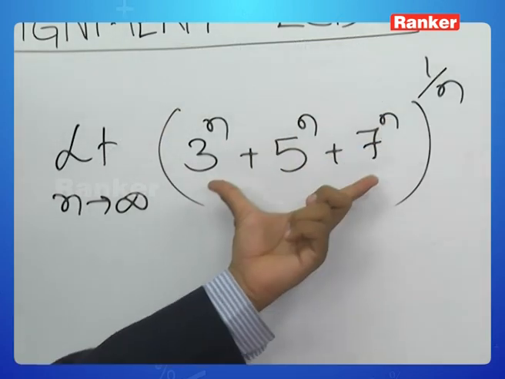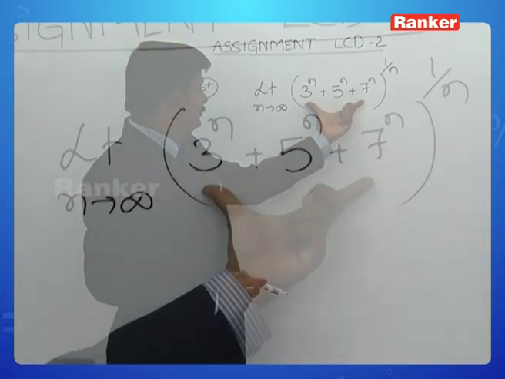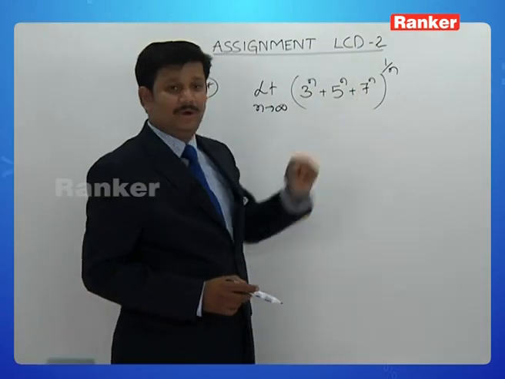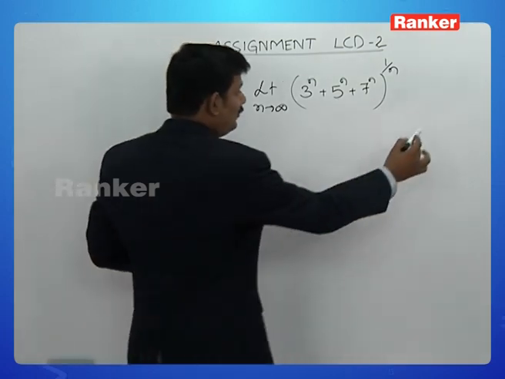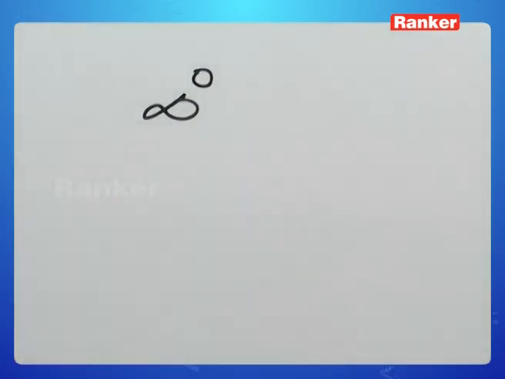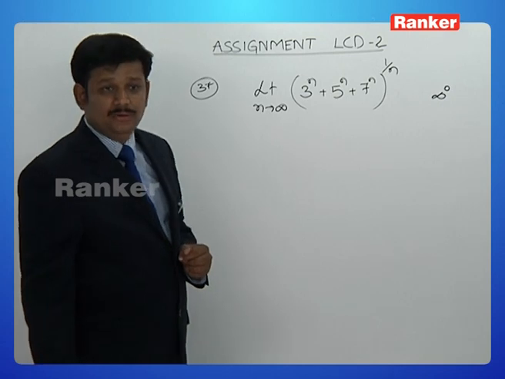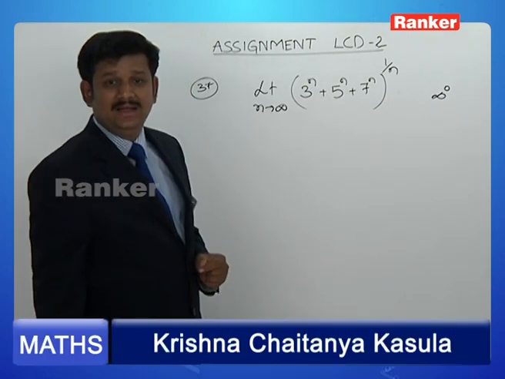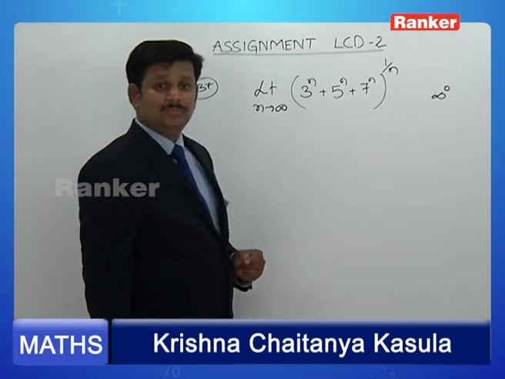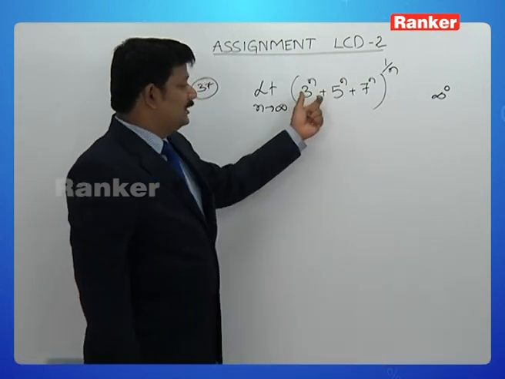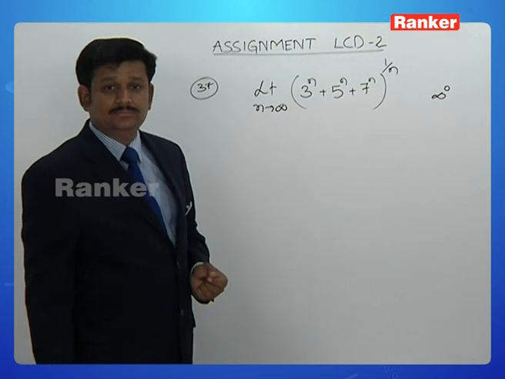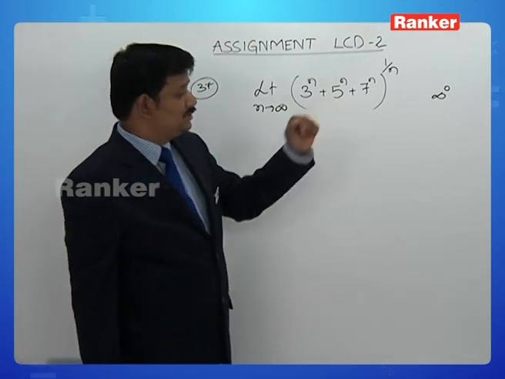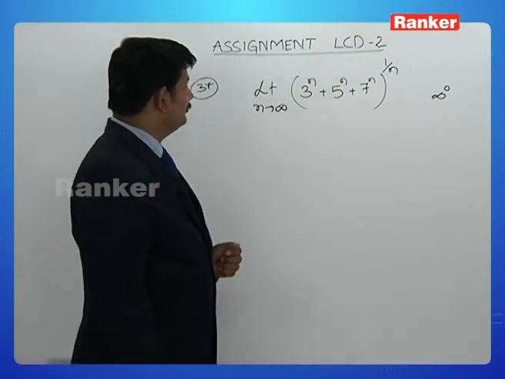So, this is infinitely large number, and as n tends to infinity, power is tending to 0. This is in the form infinity power 0, which is an indeterminate form. So, it becomes difficult to directly evaluate this question. Infinity power 0 is an indeterminate form.